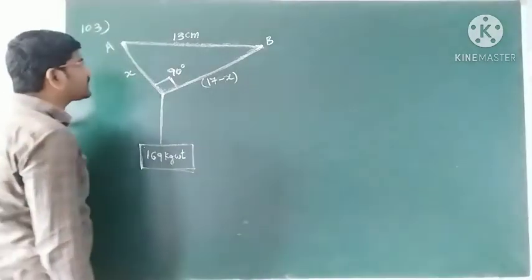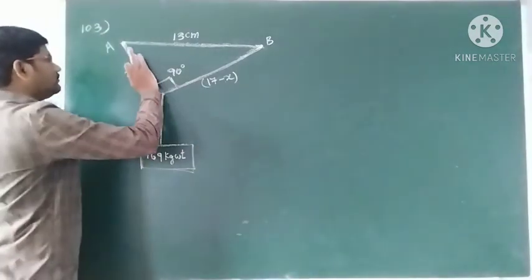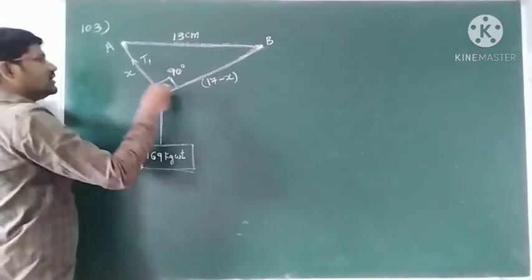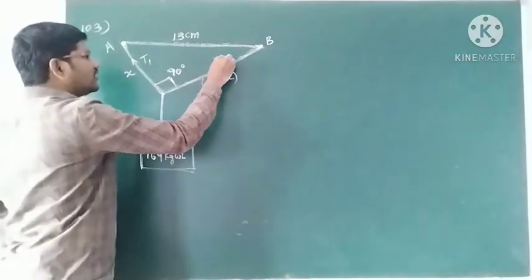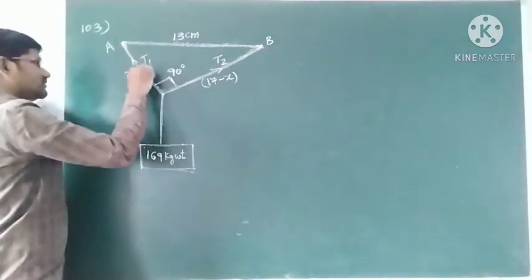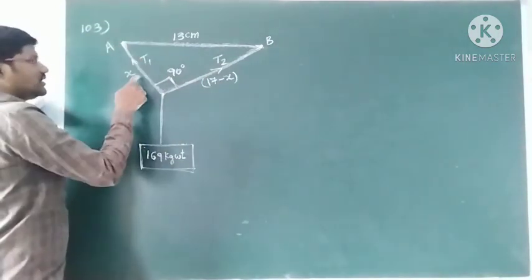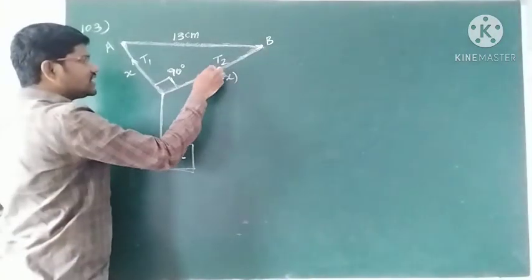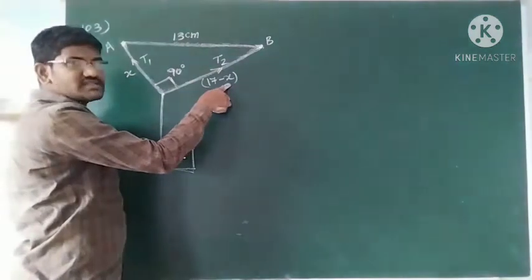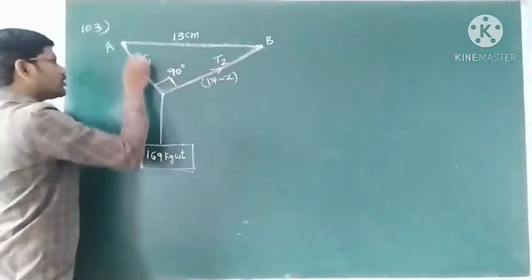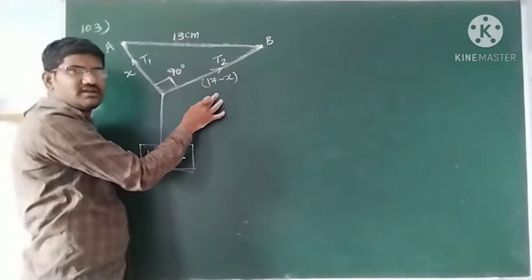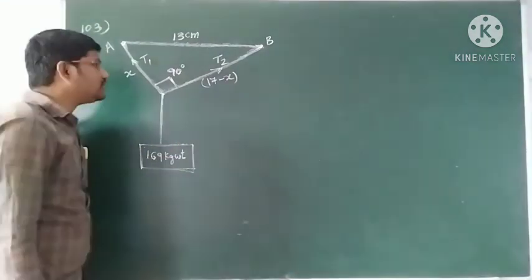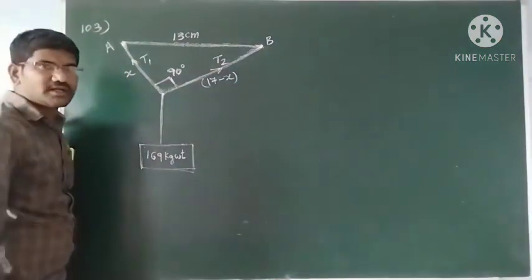Okay, students. Now find the tension in the shorter and the longer threads. Let the tension in the string of length x be T1 and the tension in the string of length 17 minus x be T2, and the total length is x plus 17 minus x, so it becomes 17 centimeters. This is the given question. We should find T1 and T2.